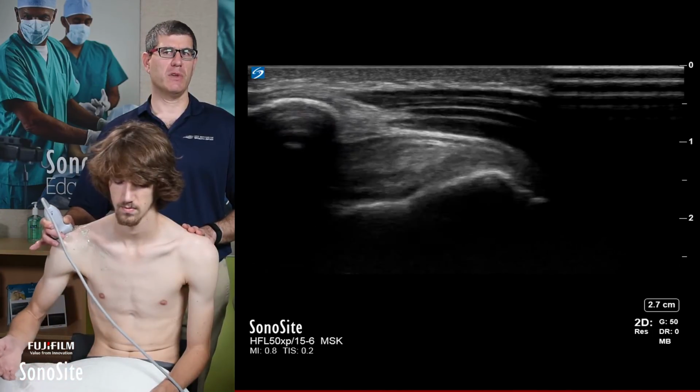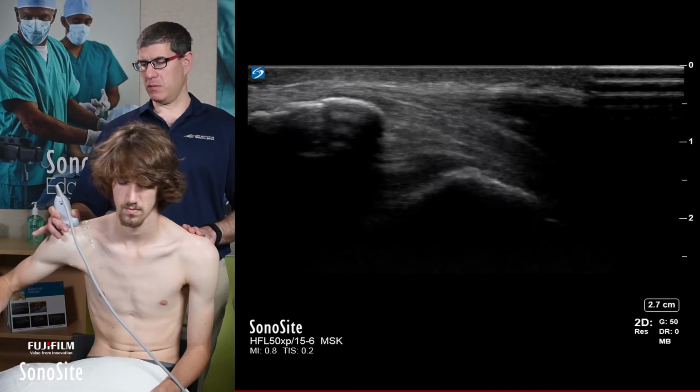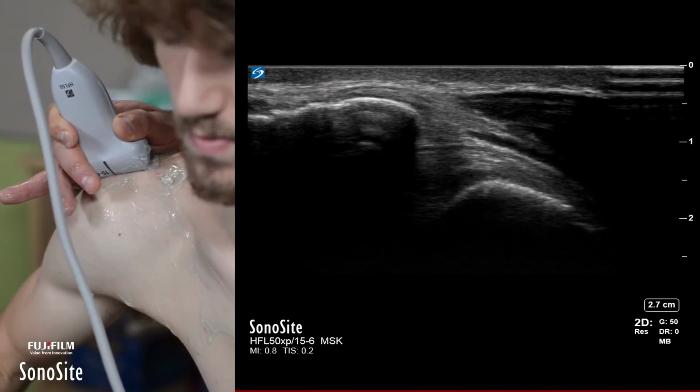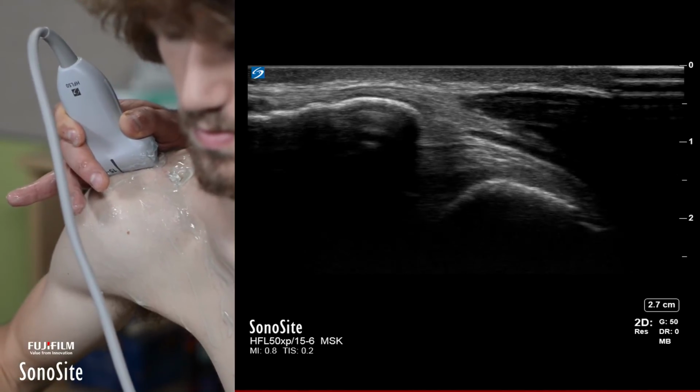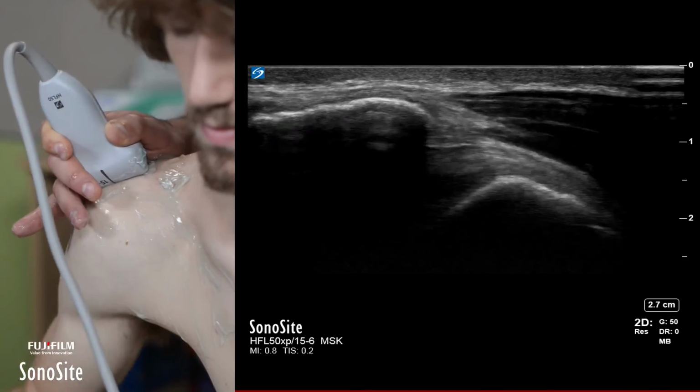I'll tell you when to stop. Keep going up. Keep going up. And stop. The lateral edge of the supraspinatus is starting to go underneath the acromion at an angle of about 50 degrees with his body. You can go back down.